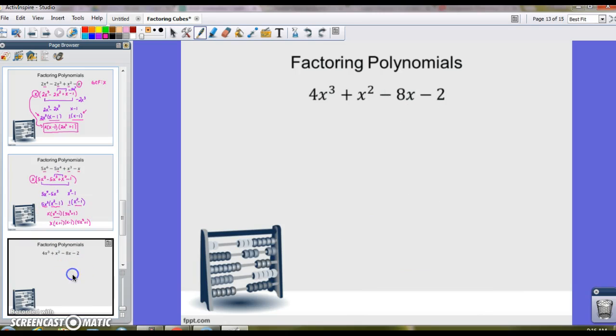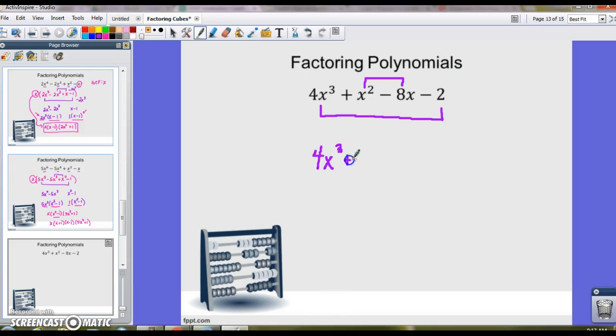Okay, let's try another one. I have 4x to the 3rd plus x squared minus 8x plus or minus 2. I checked for a GCF. I don't have one here, so there's nothing to factor out to start. Check that the product of your outside terms is equal to the product of your inside terms, which it is. Okay, so I have a negative 8x to the 3rd and negative 8x to the 3rd. So I'm good.